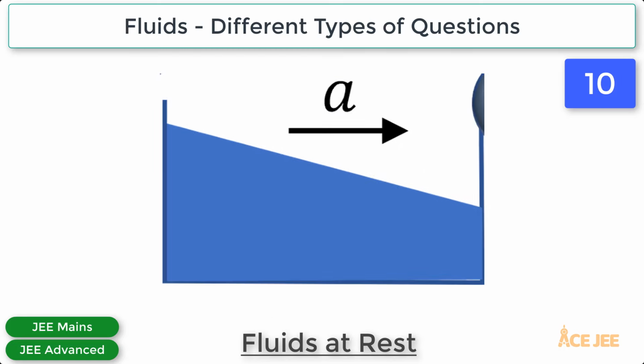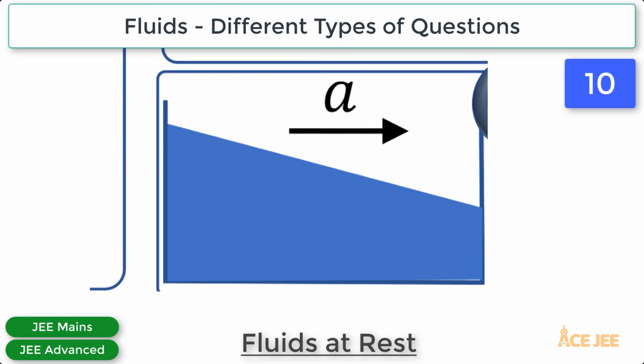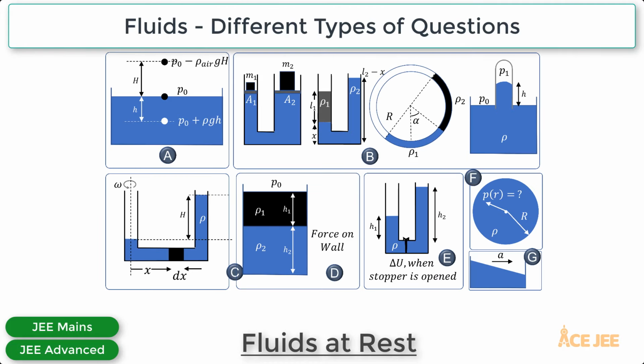And in the next question type, you will be asked to determine the shape of the liquid in the container that is accelerating horizontally. Or you might be asked to determine the pressure as a function of height in a container that is accelerating vertically upwards. Hope that gave you a good overview of different applications of P = P0 + ρgh.